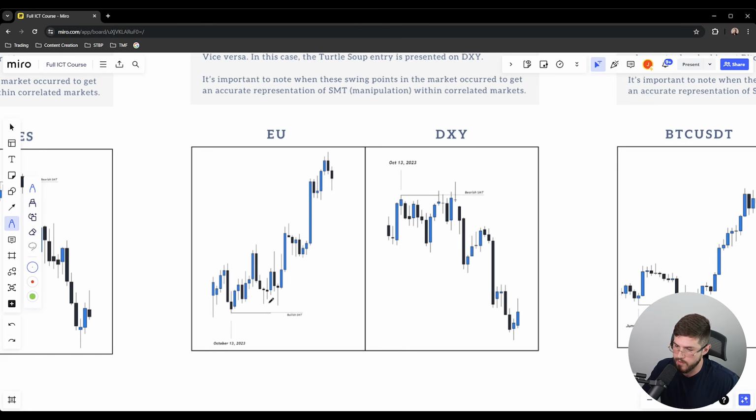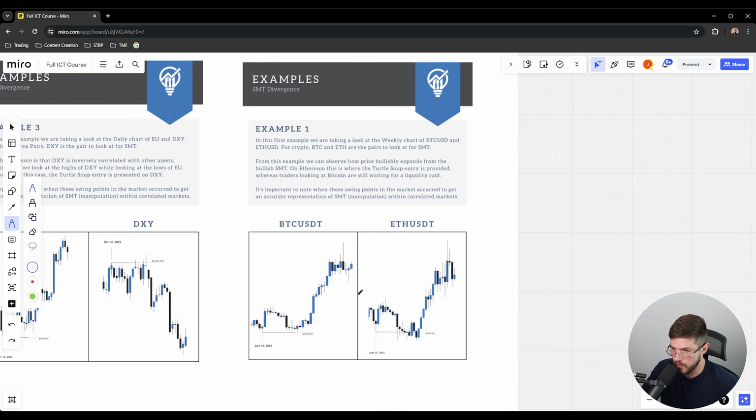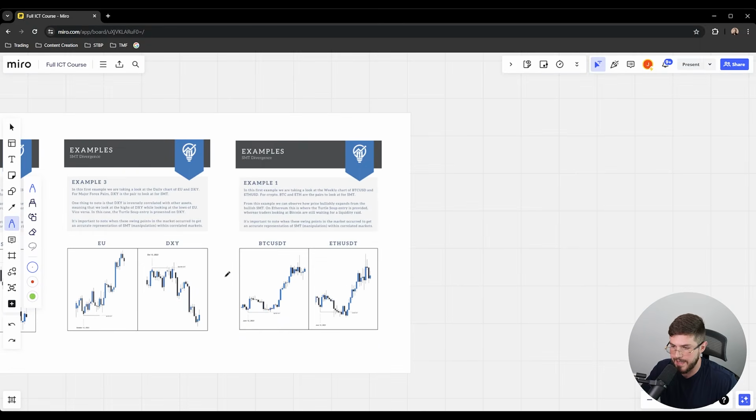Okay, very, very important. Now, you can also use this with crypto. Bitcoin and Ethereum, think of it like NQ and ES. They should move together, and if they don't, then that can be a sign that there is foul play or manipulation in the market. If it happens at the lows, it's bullish, or if it happens at the highs, it's bearish.